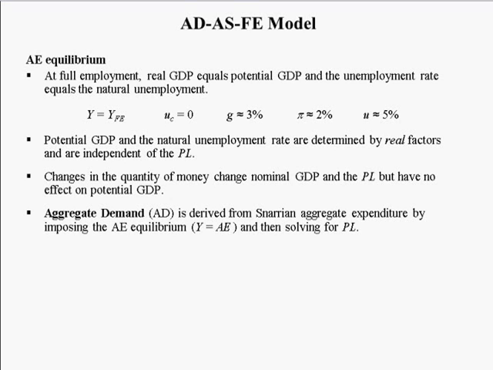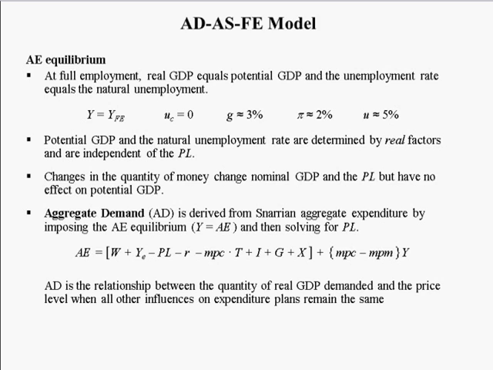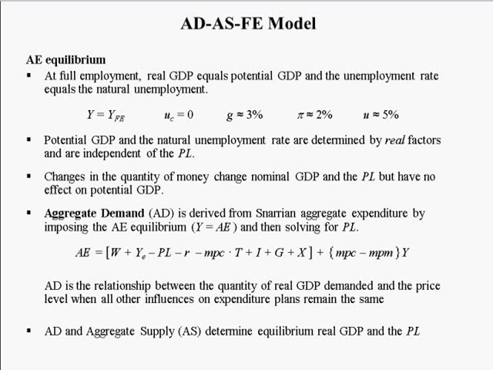Aggregate demand is derived from Keynesian aggregate expenditure, well, in this class it is, by imposing the equilibrium in the aggregate expenditure model, the equilibrium being Y equals AE, and then solving for the price level. So, aggregate demand is a relationship between the quantity of real GDP demanded and the price level when all other influences on expenditure plans remain the same. Aggregate demand and aggregate supply determine equilibrium real GDP and the price level.